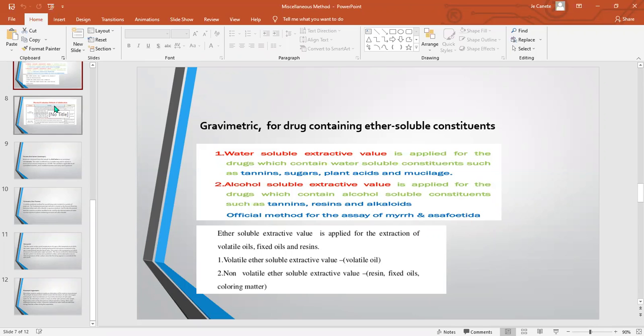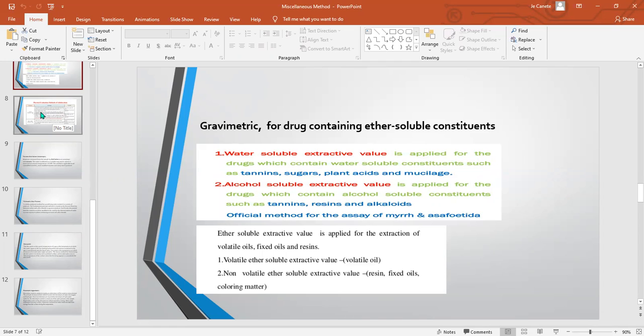Gravimetric for drugs containing ether soluble constituents. Number one, water soluble extractive value is applied for the drugs which contain water soluble constituents such as tannins, sugar, plant acids, and mucilage. Number two, alcohol soluble extractive value is applied for the drugs which contain alcohol soluble constituents such as tannin, resins, and alkaloids. Official methods for the assay of myrrh and asafoetida.